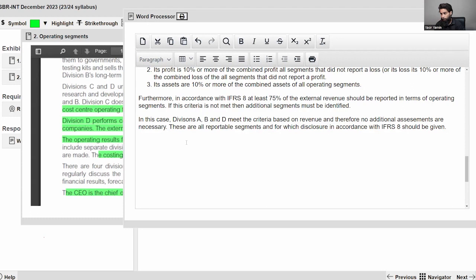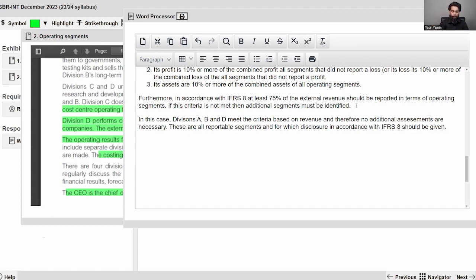Right? Can you explain the 75% thingy? It's very clear. According to IFRS 8, when you have identified reportable segments and you are going to report these segments as operating segments, you need to make sure that 75% of the external revenue equivalent of operating segments shall also be given. I'll give you an example just to explain this point.